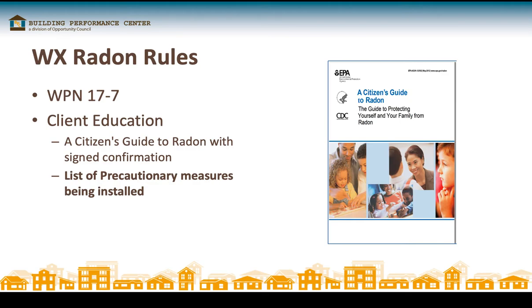One thing that WPN 17-7 definitely says is that we need to do client education for the people whose homes we're working on. We are required to either give them this radon pamphlet with a signed confirmation, and most everyone is giving their clients many more pamphlets besides this one, but this is one that we're giving them during our audit. We're also required to give them a list of the precautionary measures that we're going to install at their house. We may install different measures at different houses, so we'd want to make a point of letting them know that these are the precautionary measures we installed in their home.